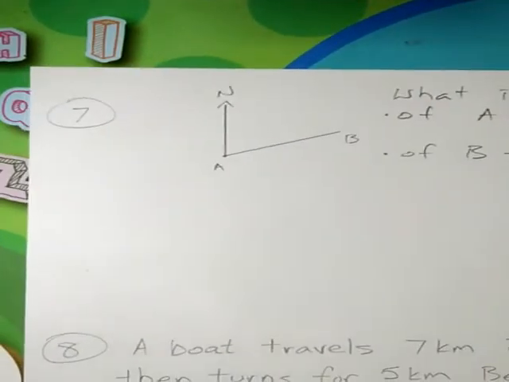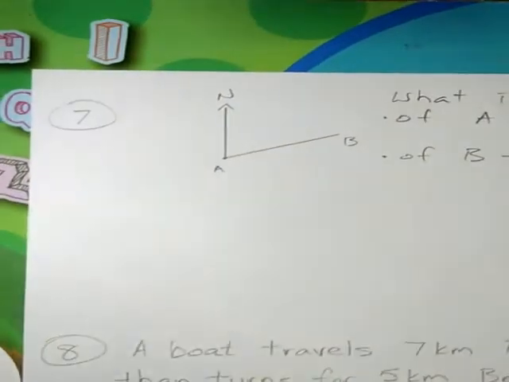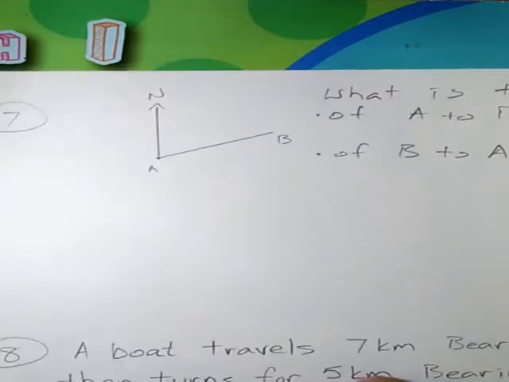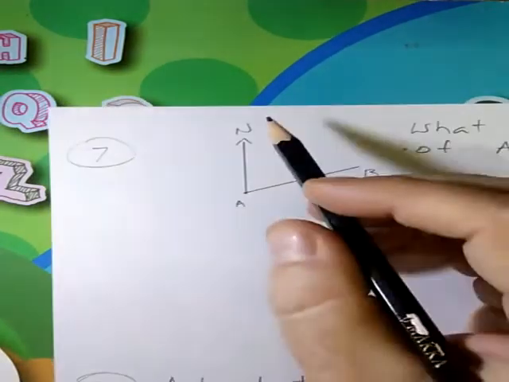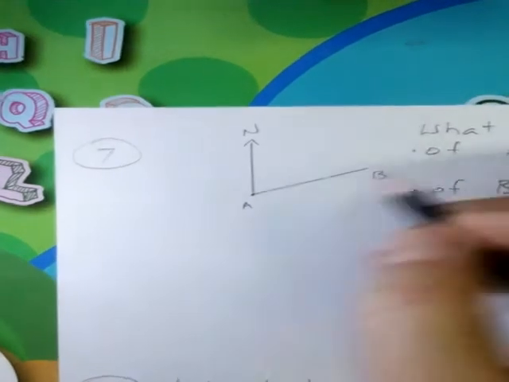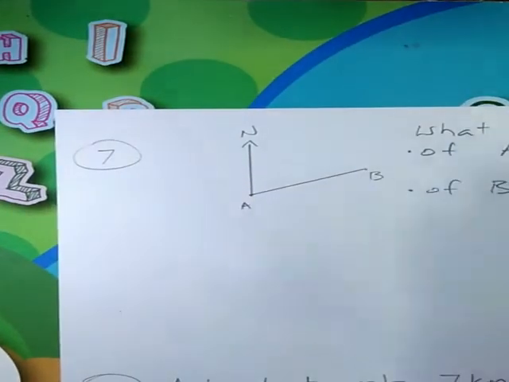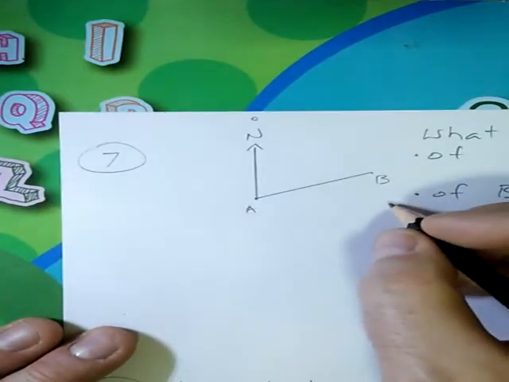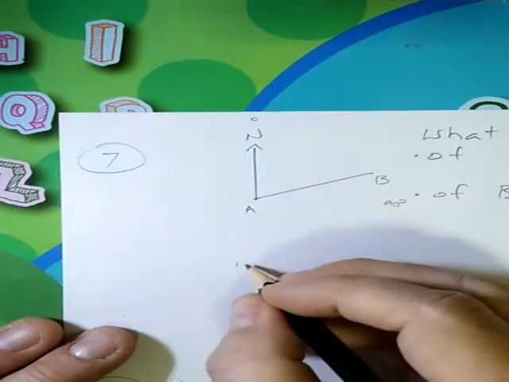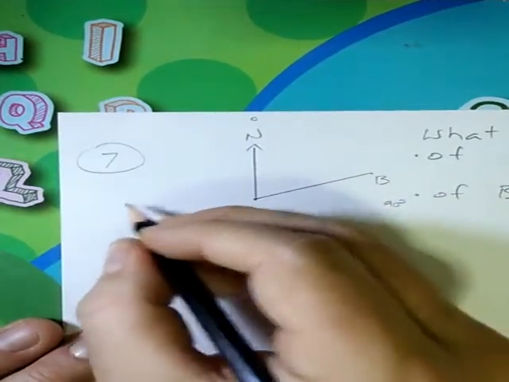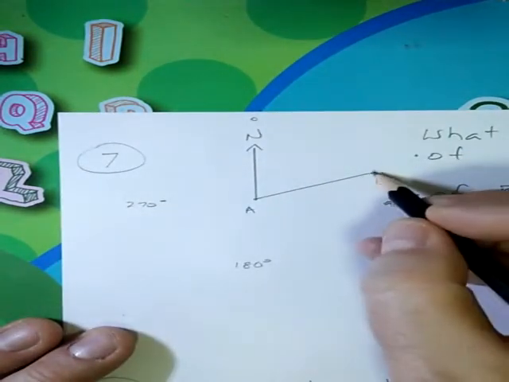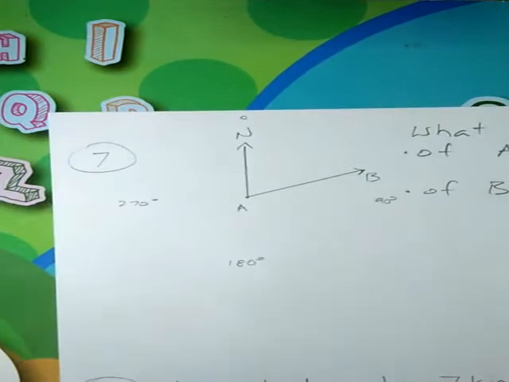now we go into the pages on bearing, compass, directions. So it says, what is the bearing of A to B? So here we have N meaning north, and I have a point A to B, and I want to know the bearing or the compass direction from A to B. So remember that we start at 0 and it goes around the circle. This would be east at 90, south is 180, west is 270. And so I want to know what is this compass direction from A to B.